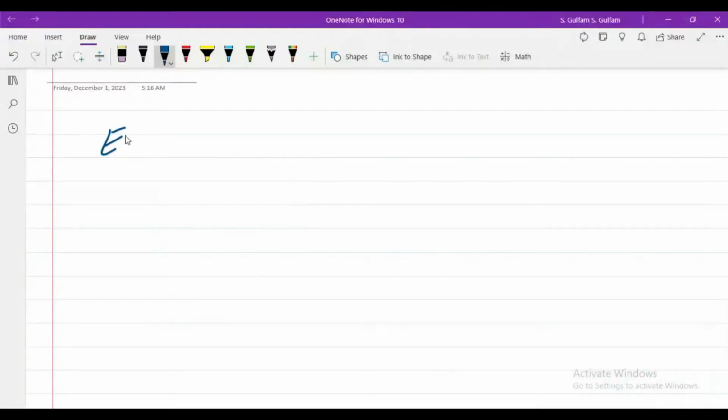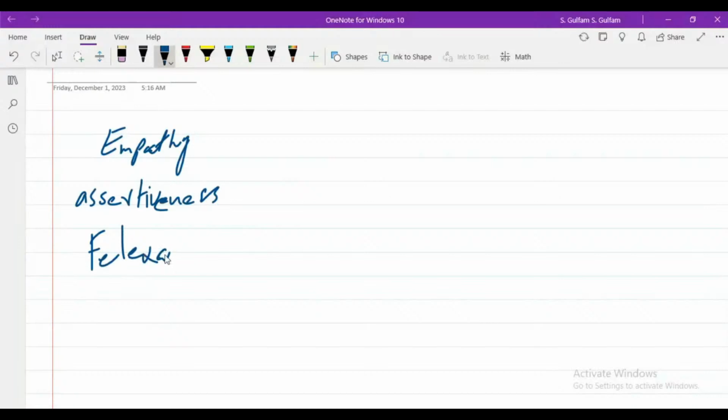Number one point is empathy. Second point is assertiveness. And after that, we have flexibility. Then we have reason. Empathy, assertiveness, flexibility, and reason. They are major points to discuss in this skill.